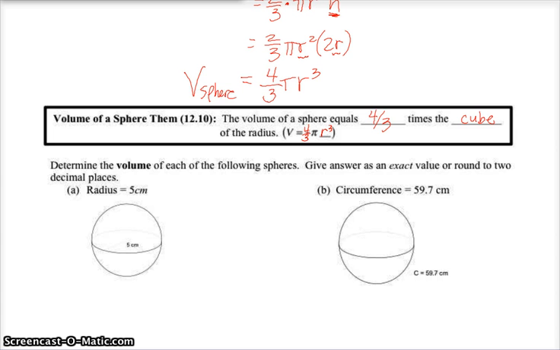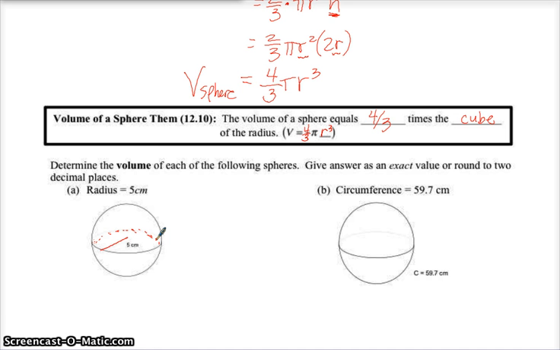So it says, determine the volume of each of the following spheres, give answers as an exact value or round to 2 decimal places. So we have our radius here, which is 5 units. Notice in a sphere, this should have been a dotted line. It was trying to show you the 3-dimensional part of it, the depth in there. But I couldn't do the dotted line on the diagram.